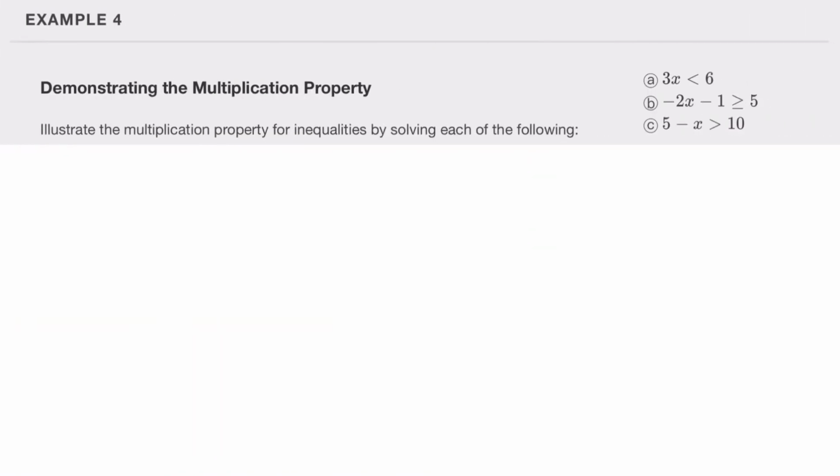Illustrate the multiplication property for inequalities by solving each. For A, we have 3x is less than 6. Again, we just treat it like an equation. If we have 3 times x and we want to isolate the x, we use the inverse operation of multiplication, which is division. So we divide both sides by 3. That gives us x is strictly less than 2. We could stop there because that's where they stopped on the previous ones.